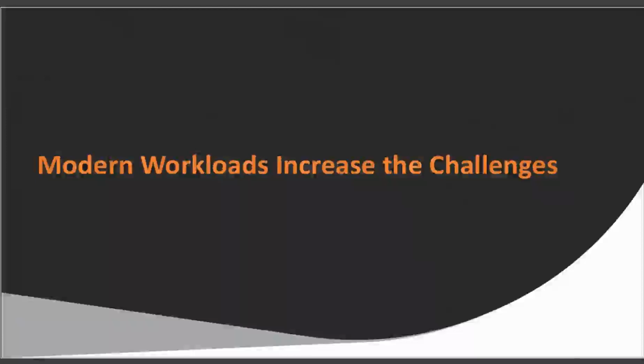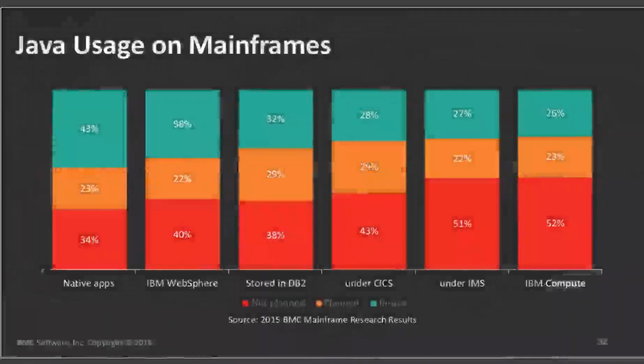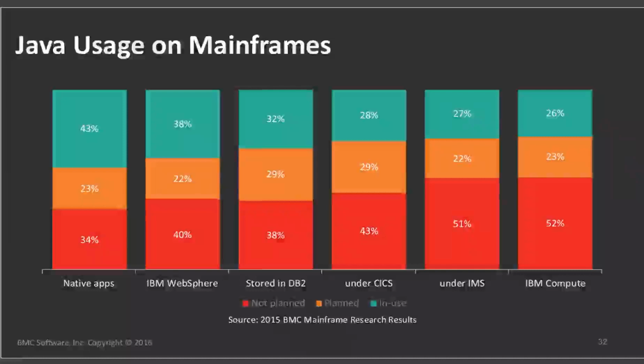Now, modern workloads. I mentioned Java at the beginning. We did some survey questions about Java. One of the interesting questions was, where are you using Java on the mainframe? And across the board, there's not a lot of difference. They're using it or planning to use it everywhere: as native apps within WebSphere, in stored procedures in DB2, under CICS, under IMS, or under the compute grid. It's going to be everywhere.